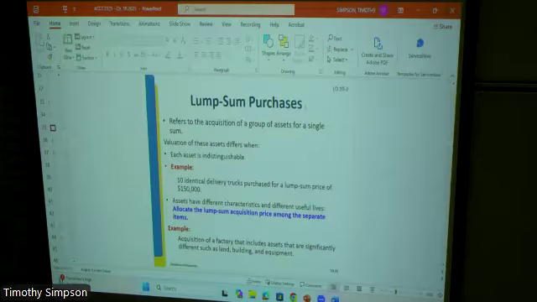Another example is a factory that includes assets that are much different, like land, building, and equipment. That's a different sort of animal here, because it's one thing to have delivery trucks. Trucks are trucks, right? Though I know trucks are not all the same, because they've got different useful lives, purchase dates, and mileage. But this is a different deal altogether, where you have a factory that includes things like land, different kinds of equipment, and building. Nonetheless, we can still treat that as a lump sum purchase. So let's give you some examples here.